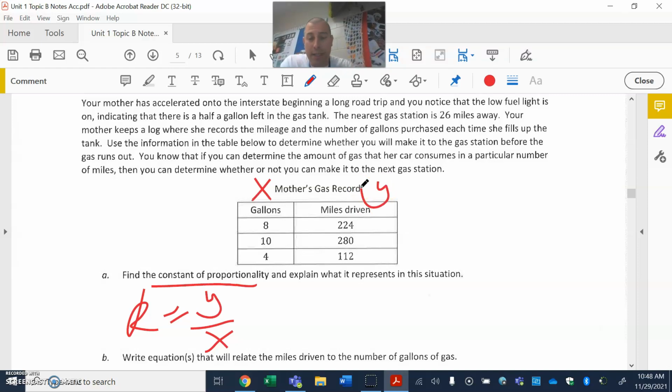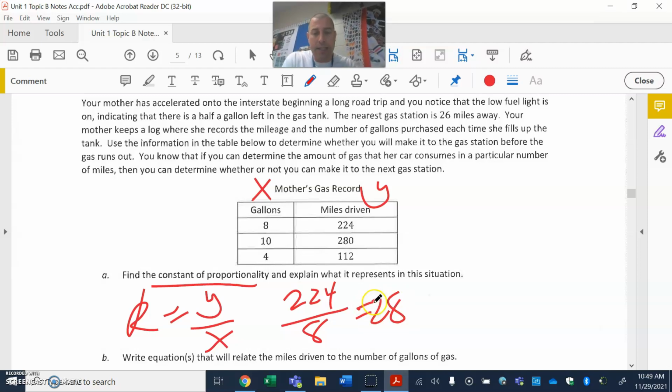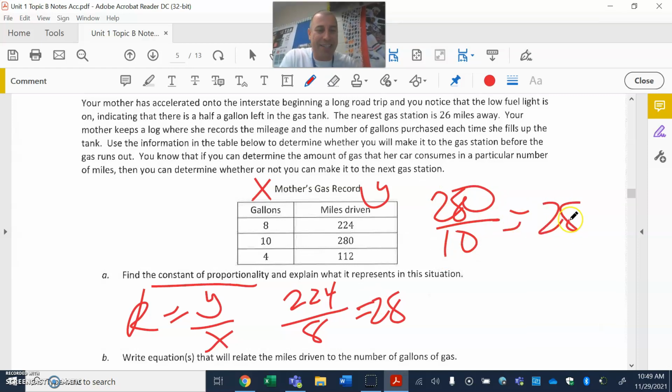So, let's see here. We're going to do 224, and we're going to divide it by 8, and we're going to see what happens. Let's go ahead and reach for our calculator. 224 divided by 8, and we get exactly 28. Let's see the other one. We've got 280 divided by 10. No calculator needed here. That's also a 28. And then the 112 divided by the 4. Again, we're doing y divided by x each time. I wonder if it's 28. I'm going to go with a yes. And sure enough, it is.